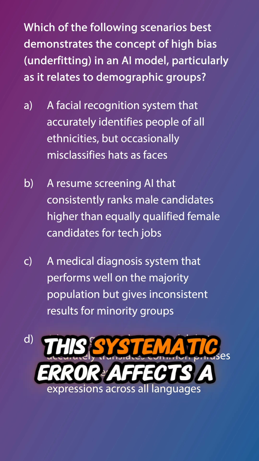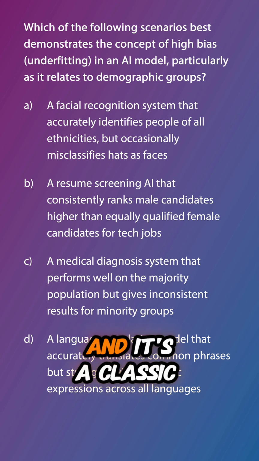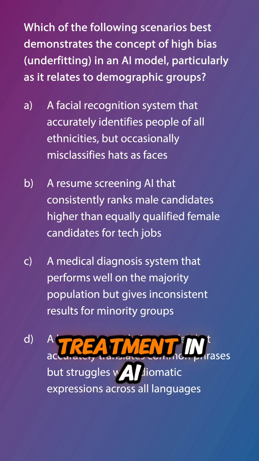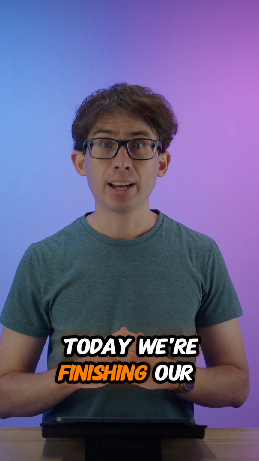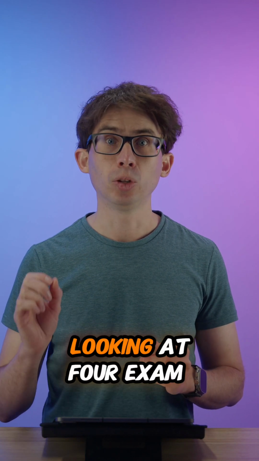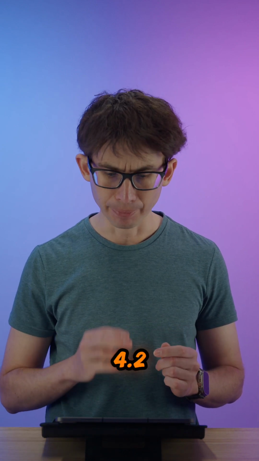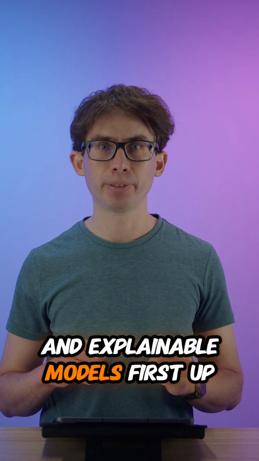This systematic error affects a specific demographic group, women, and it's a classic example of how high bias can lead to unfair treatment in AI systems. Today we're finishing our coverage of responsible AI, looking at 4 exam objectives in task statement 4.2. Recognise the importance of transparent and explainable models.